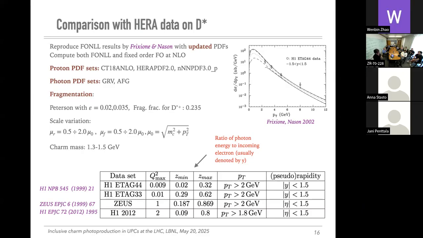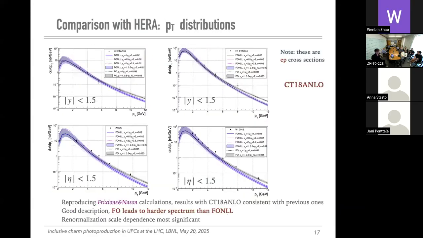And then there are these 4 data sets from HERA. These are older data from H1, Zeus and H1 2012. This is the Q-square cut, and this is the energy range. Usually this is denoted in DIS by Y, but since Y is rapidity, I used Z. So this is the calculation, and these are EP cross-sections, not gamma P, EP cross-sections. You see H1 33, 44, Zeus 2012 H1, and then you have bands for renormalization scale dependence.